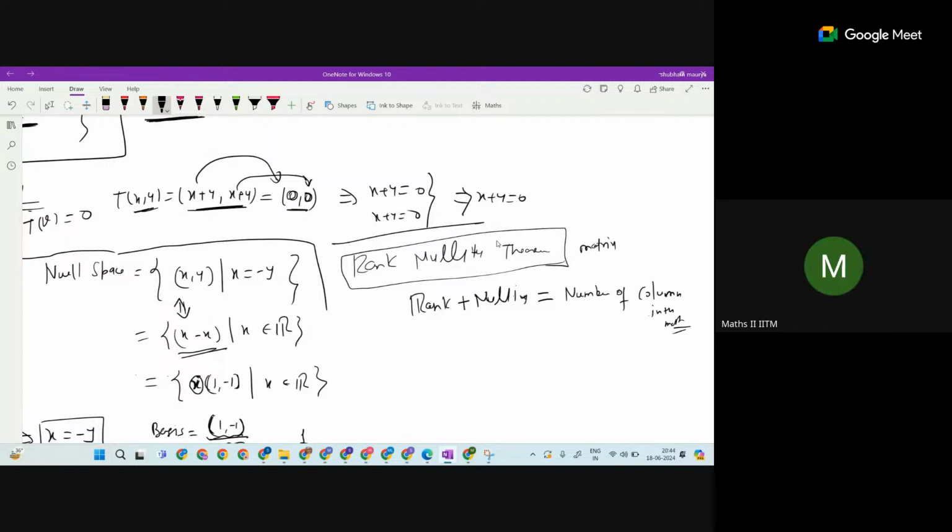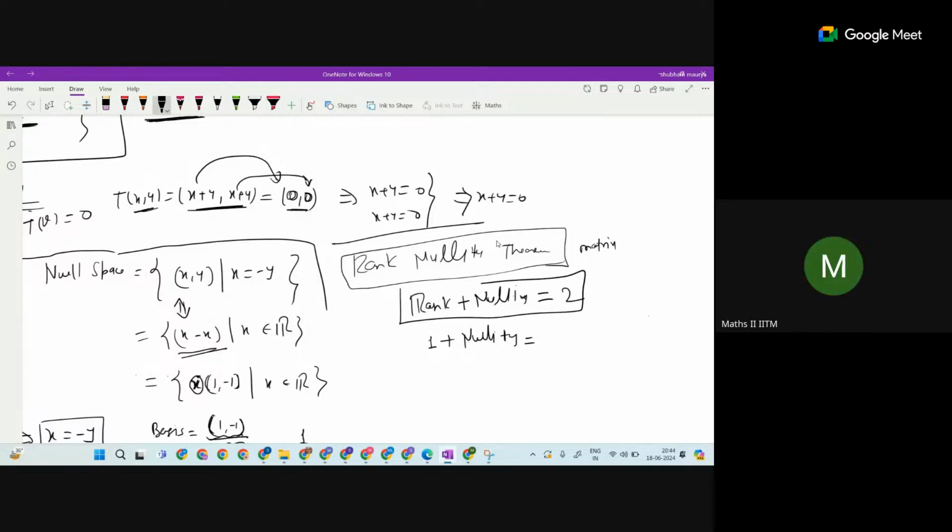Columns in the matrix. So we got the rank of the matrix is 1. Nullity we want. Let's assume it as a variable, nullity. The number of columns in the matrix, since our matrix is only 2 cross 2, is 2 only. So rank plus nullity is 2.